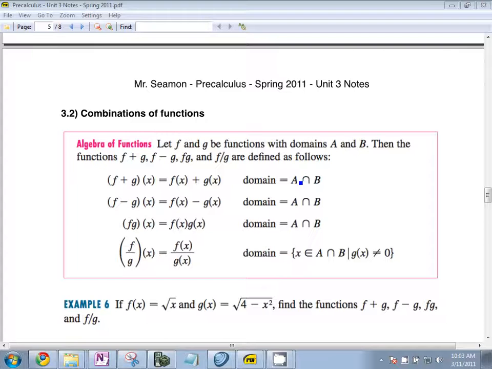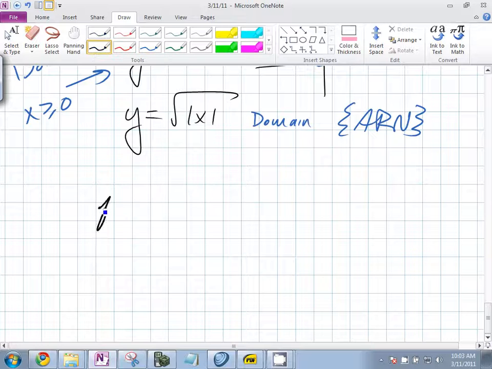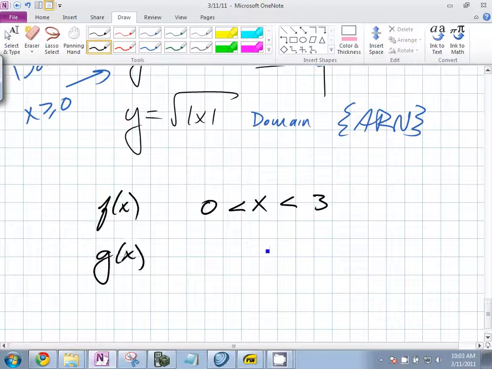So for example, let's say the domain of a function f, let's say f of x had a domain like this: x was less than 3 and greater than 0. And g of x, the domain was x is less than 5 but greater than 1. Let's do that instead. Where do they intersect? Where do these two sets intersect?